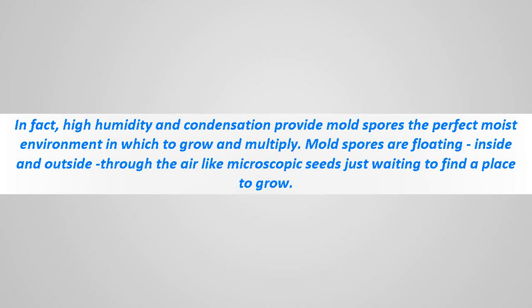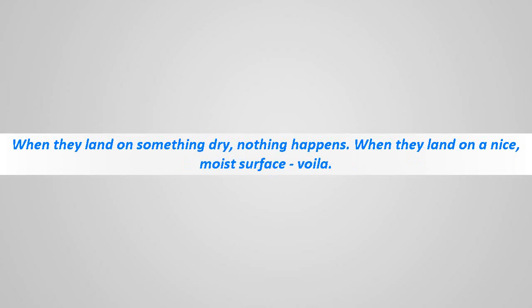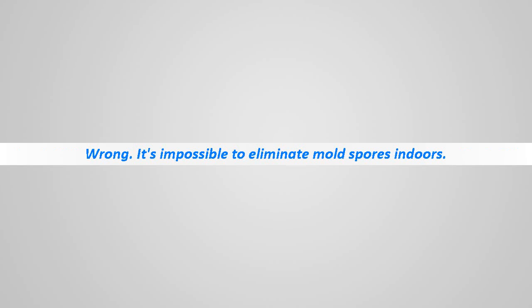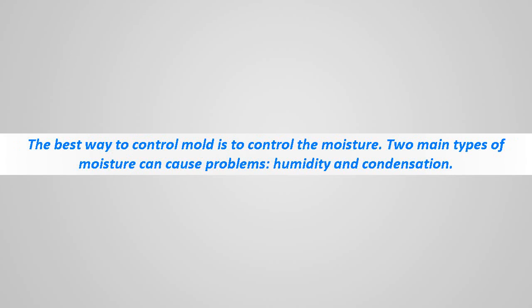Mold spores are floating, inside and outside, through the air like microscopic seeds just waiting to find a place to grow. When they land on something dry, nothing happens. When they land on a nice, moist surface, voila! Let the growth spurt begin. Removing the mold spores seems like the obvious solution, right? Wrong. It's impossible to eliminate mold spores indoors. The best way to control mold is to control the moisture.